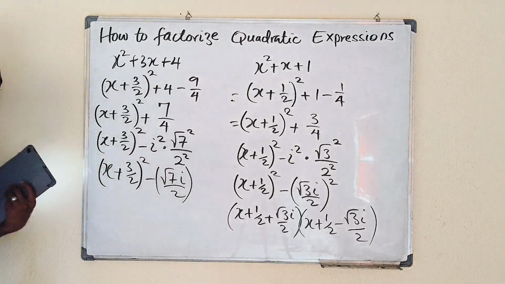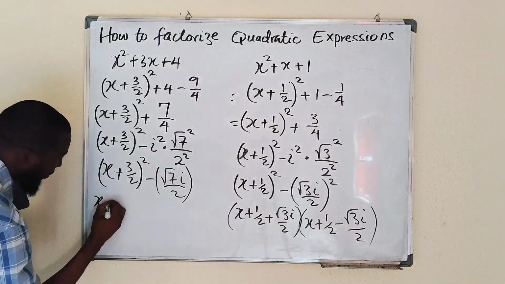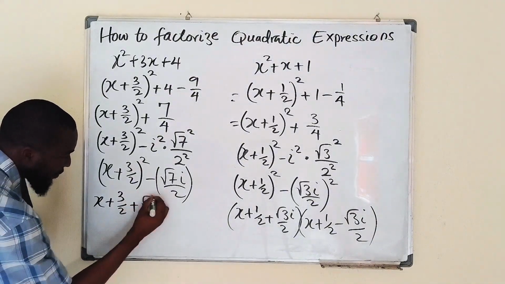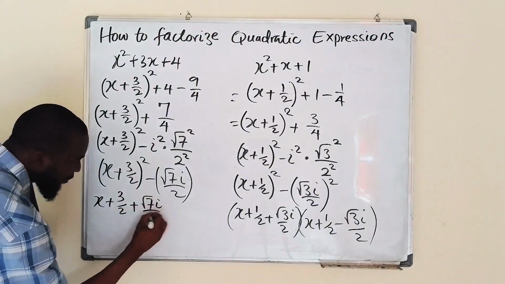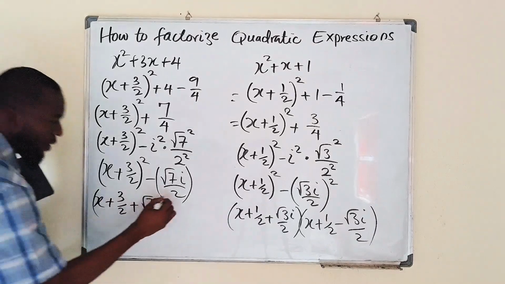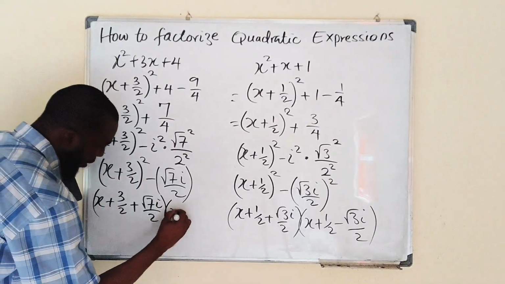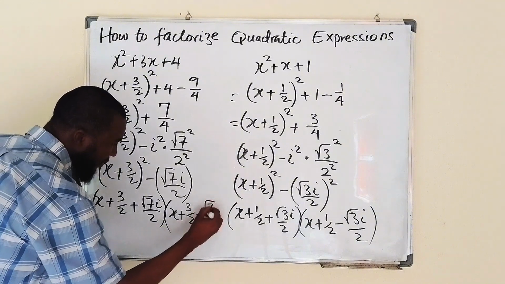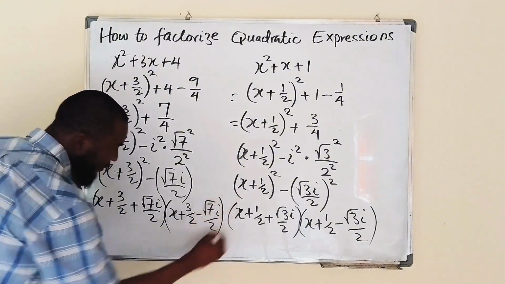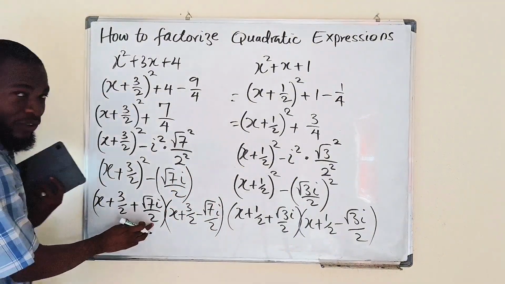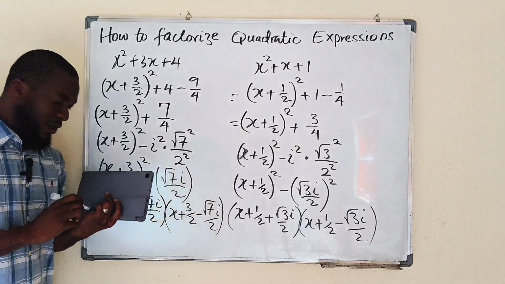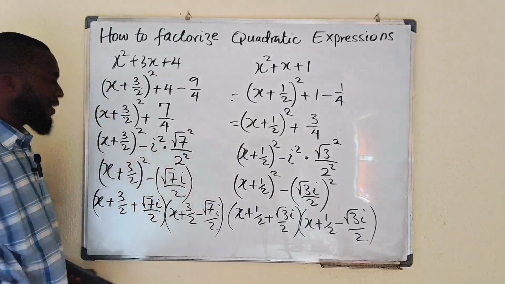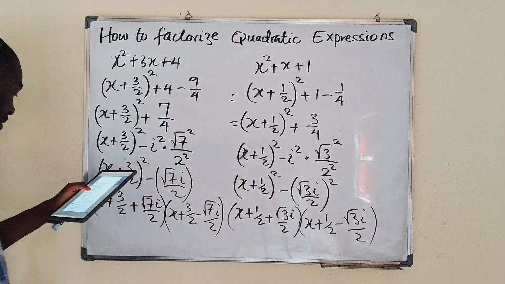Apply difference of two squares. We have x plus 3 divided by 2 plus root of 7 i divided by 2. This is the first factor. Second factor, we have x plus 3 divided by 2 minus root of 7i divided by 2. If you like, you can join these two terms together because they have the same denominator, just like this one. All right, let's move to the next one.